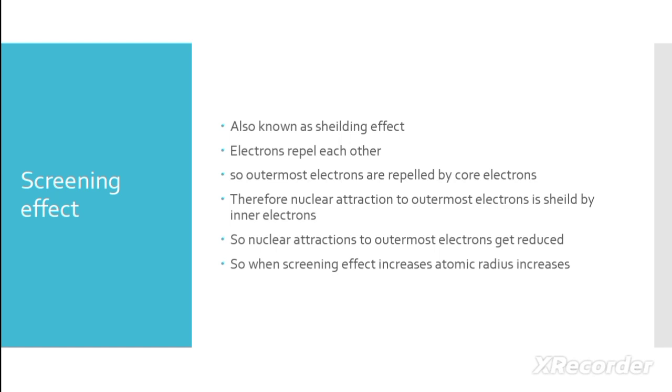Screening effect එක වැඩි වෙනවා කියලා කියන්නේ electron repulsion එක වැඩි. Because of that, nuclear attractions become lesser. When the nuclear attractions become lesser, electrons can spread in a larger particle area. Because of that, atomic radius increases.